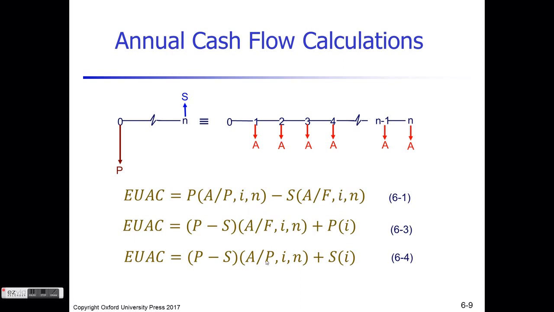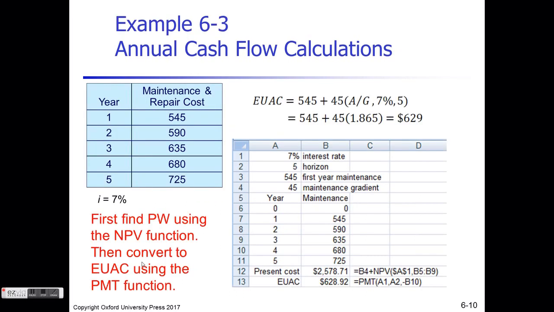Okay? Now, let's start to talk about example number 3. This is a very interesting example because here you will have different years, year 1, 2, 3, 4, 5, with different maintenance and repair costs for each year: 545, 590, 635, 680, 725, and the interest is going to be 7%.